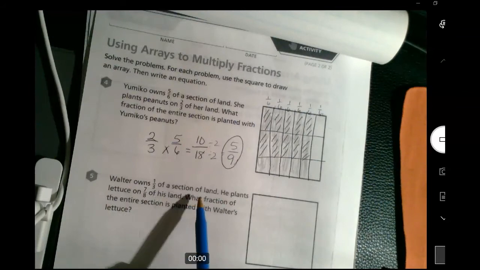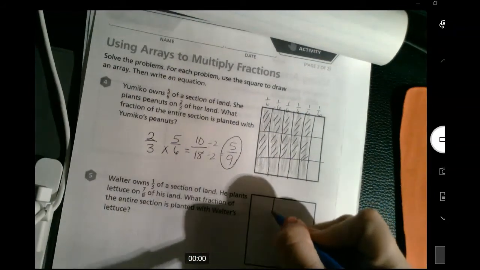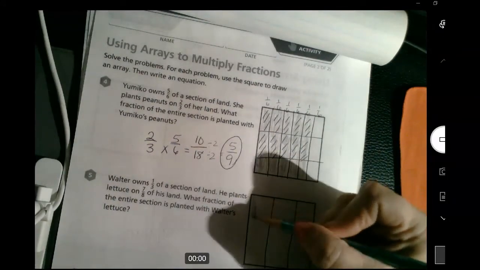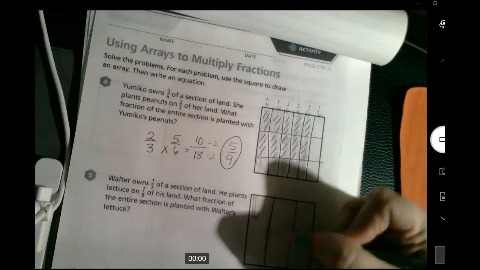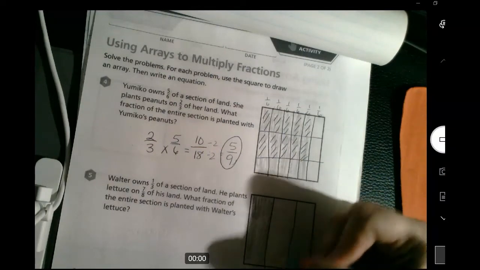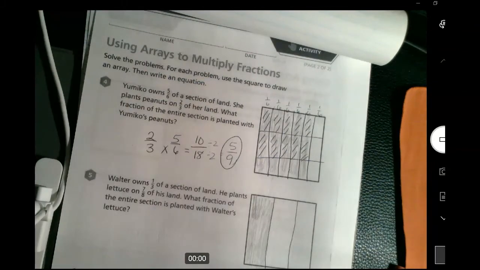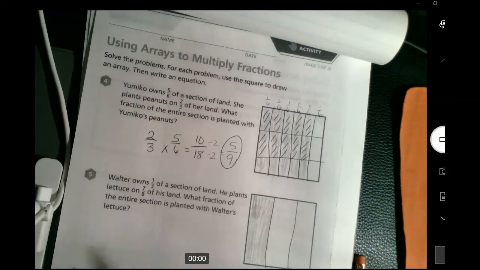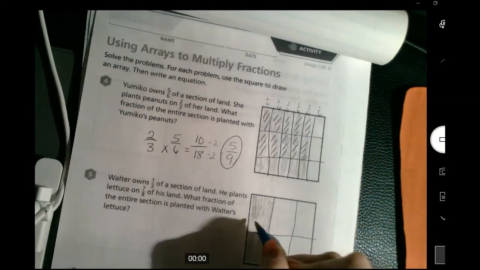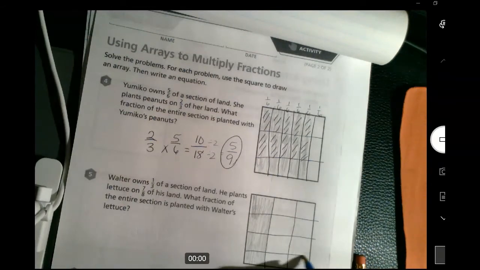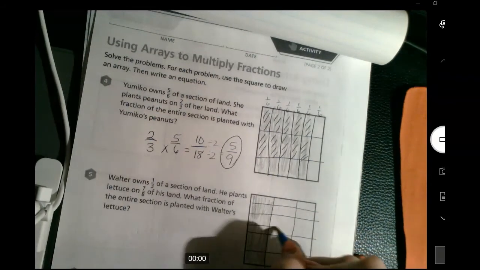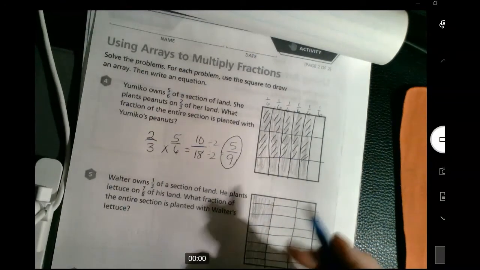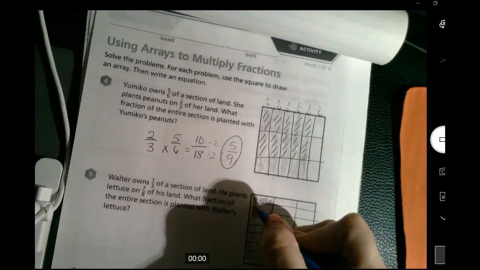Walter owns 1/3 of a section of land. Okay, before I do anything else, I'm going to get Walter in shape with what he owns. I divided it into thirds. Walter only owns one of those, so I'm coloring that in. He plants lettuce on 7/8 of his land. So now I have to cut the rows for the lettuce. And I'm going to cut it into 8ths. So that's going to be some pretty small little rows there. Okay. And now he's going to plant that lettuce on 7 of them.